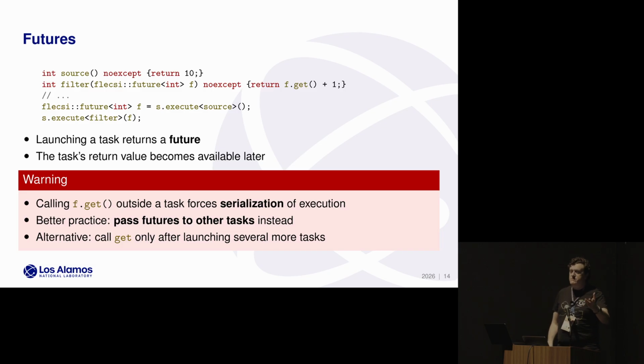Sometimes you do need a task's value to control the logic in the outer program. And in that case, what you should do, if possible, is launch several more tasks before you finally get the value from the future so that the pipeline does not empty entirely.